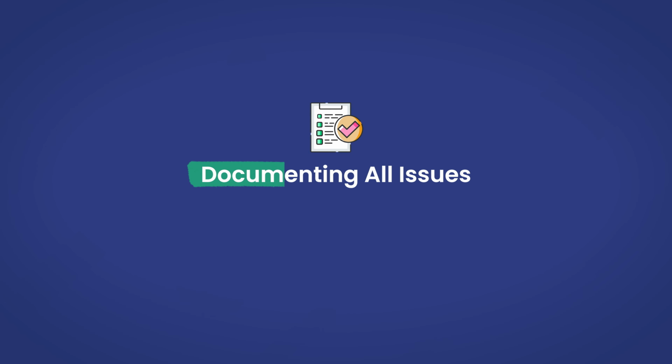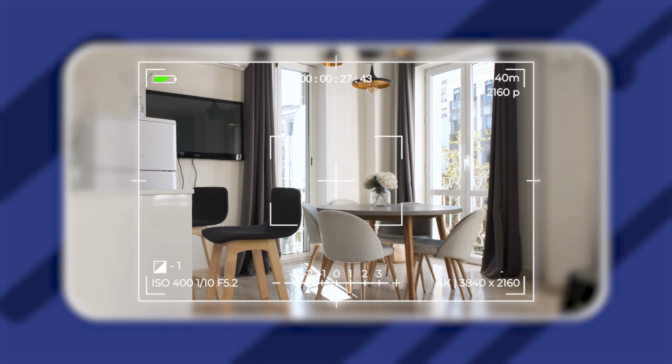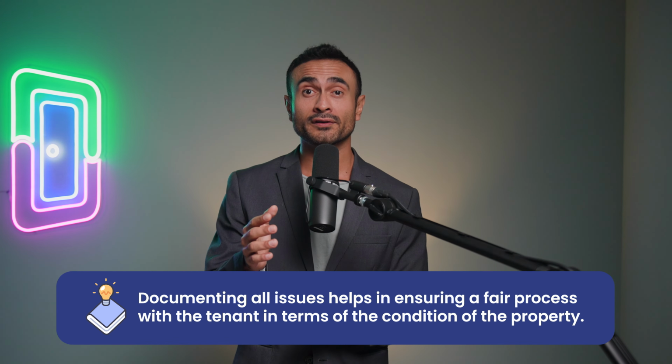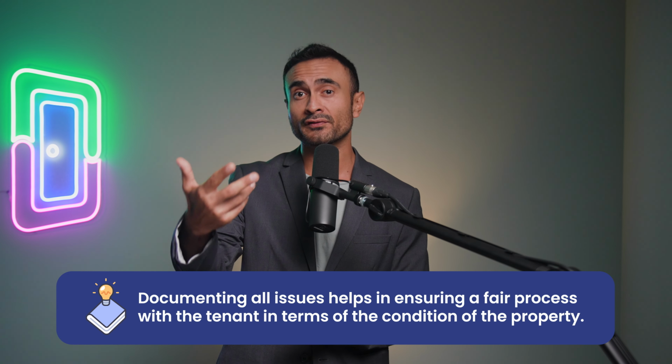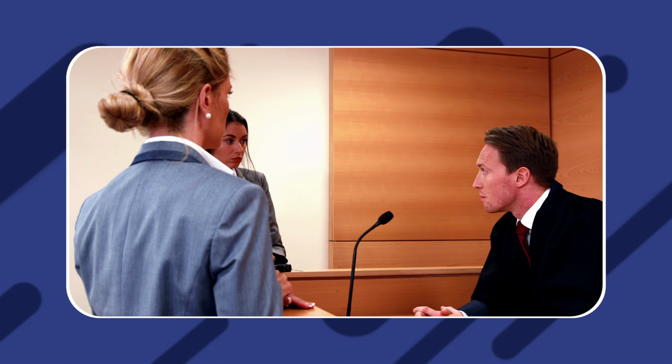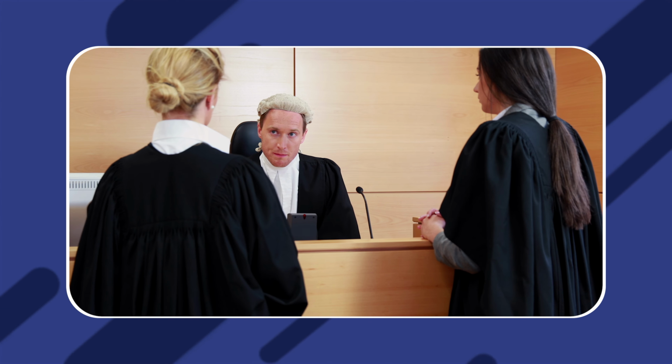So, now that you know how to prepare for the landlord-tenant checklist, let's talk about what to include in a landlord-tenant checklist. Documenting all issues. Another very important thing to do at all times is to document all of the issues in the property. This means taking pictures or videos of any issues you see with the property after the tenant moves out. This step is important because it helps in ensuring a fair process with the tenant in terms of the condition of the property. The notes and media that are used here can also be used in court to assist your case in the case that the tenant decides to dispute any claims.